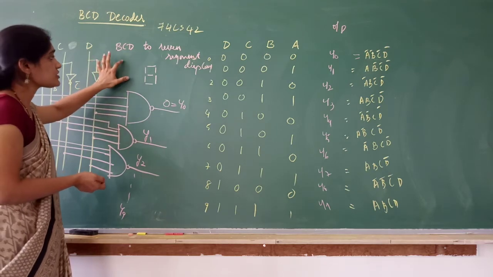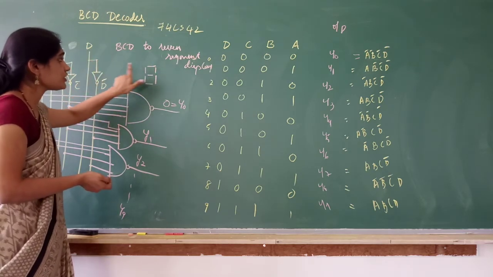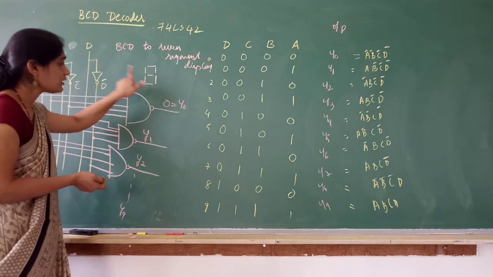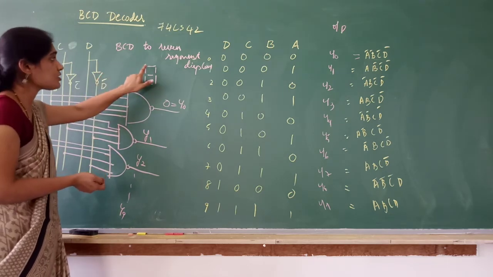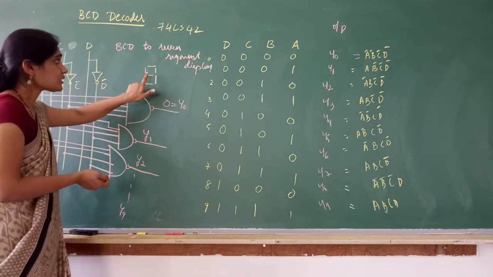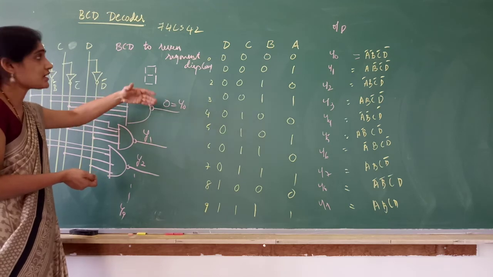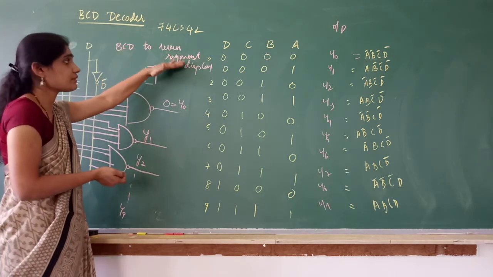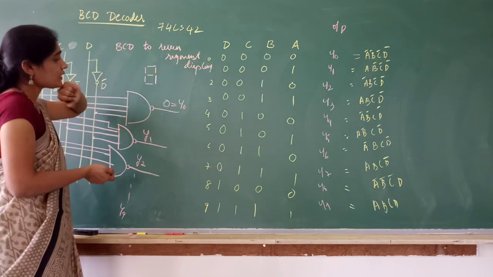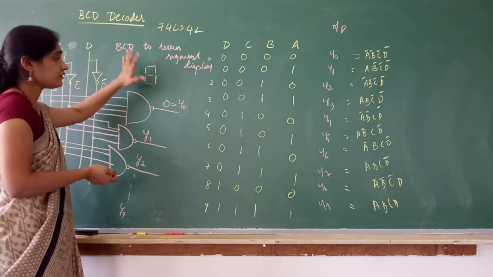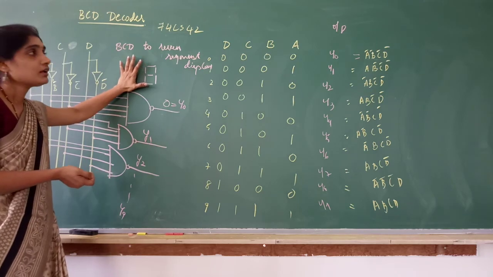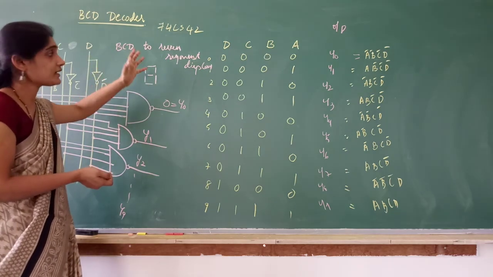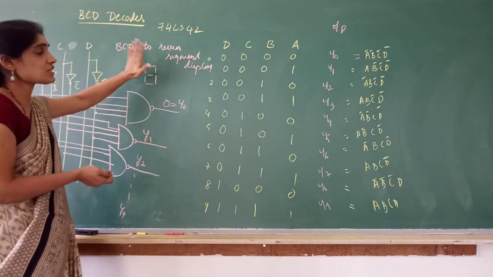When you are giving 0, 0, 0, 0, it should display 0. When you are giving 0, 0, 0, 1, it should display 1. When you are giving 0, 0, 1, 0, it should display 2. That means you are going to design that. You are going to study how exactly BCD numbers are decoded into 7 segments. But to explain that, you should first complete that experiment in your lab. Only then can you clearly understand the concept of BCD to 7 segment display.